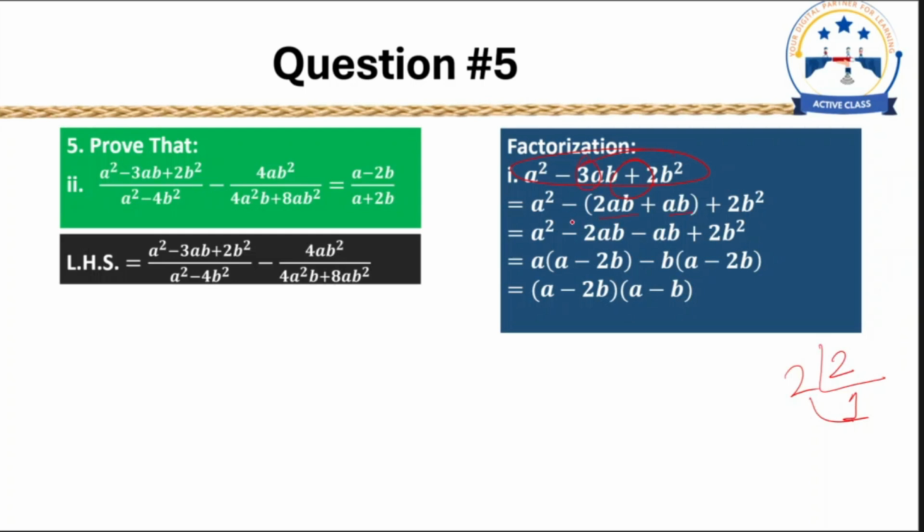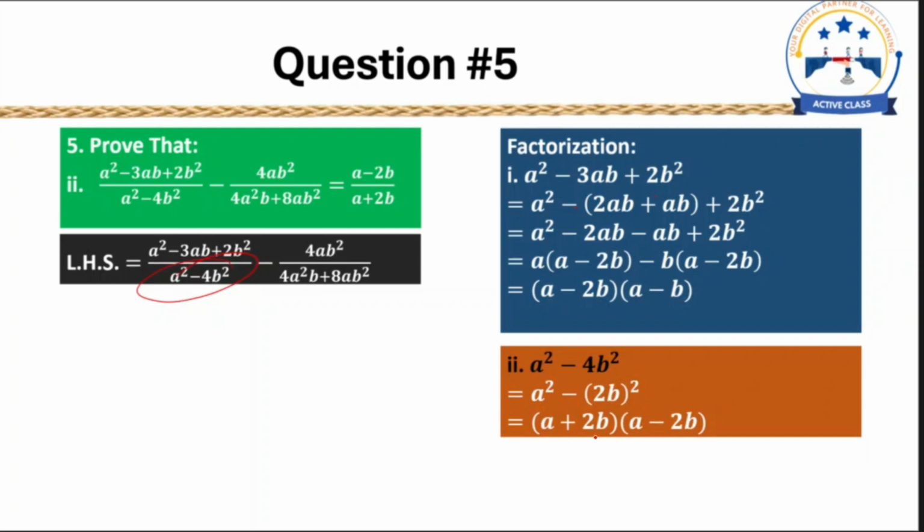Okay, open the bracket, means 2ab plus minus times plus is minus here, and then take a common in the first pair, b common in the second pair. So your factors are a minus 2b, a minus b. So the numerator of the first fraction will be replaced with a minus 2b, a minus b. Likewise, this denominator can also be factorized, which is a squared minus 4b squared. 4 is the square of 2, so it becomes 2b whole squared. Now it has converted into the form of a squared minus b squared. So you can expand it as a plus b, a minus b. That is a plus 2b, a minus 2b.